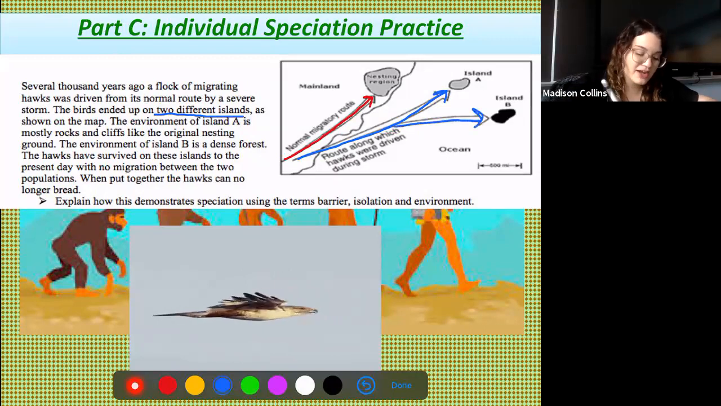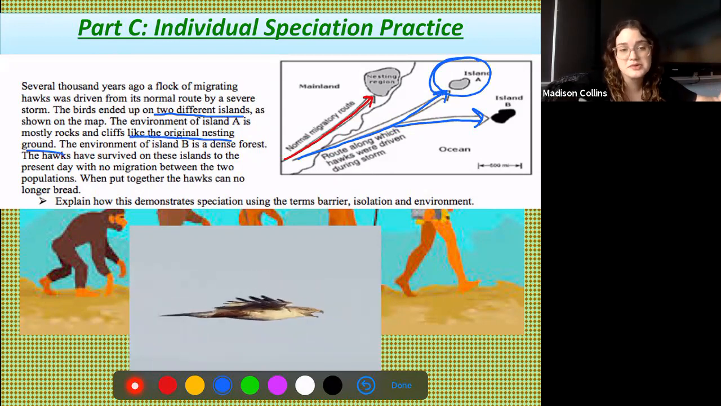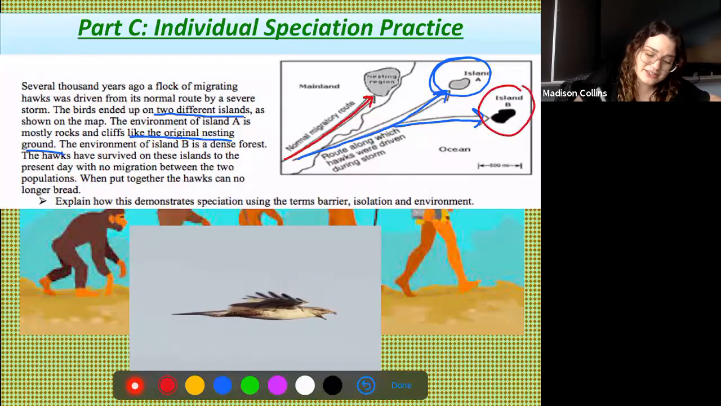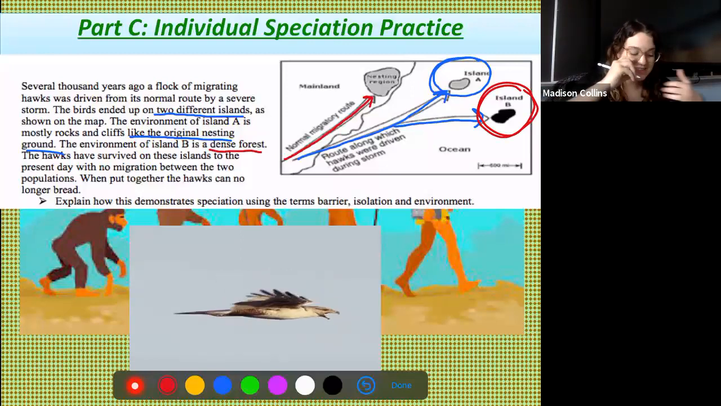See, the environment of island A right here is mostly rocks and cliffs, like their original nesting ground. So these hawks over here are pretty comfortable. It's what they're used to. But the environment of island B is a lot different from what these birds are used to. It's actually a dense forest.